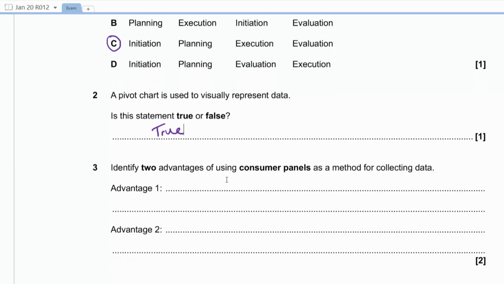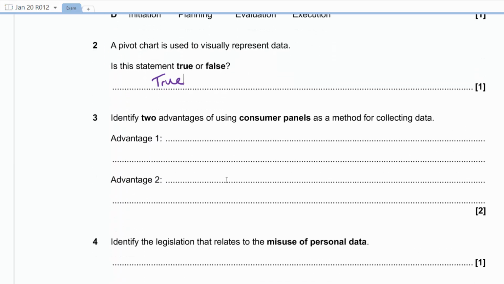For the third question, we are asked to identify 2 advantages of using consumer panels as a method for collecting data. Just quickly on exam technique, an identify question just means you've got to write down an advantage. We're not explaining it here. It's only worth 2 marks, so we get a mark per advantage. You don't need to explain it in any way.